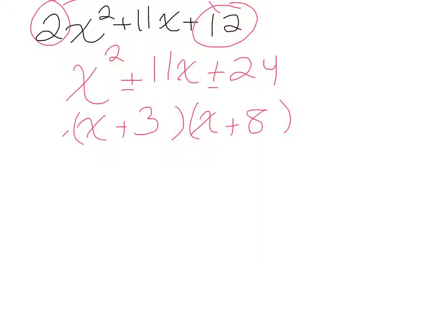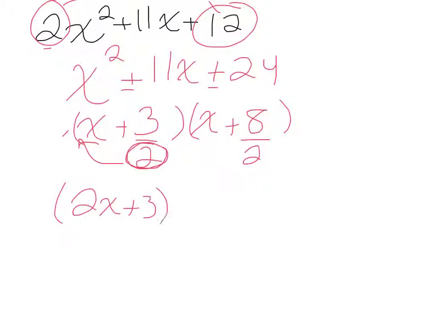And now for the bottoms up, I multiplied by 2, so I'm going to divide both of these by 2. 3 over 2 cannot simplify, so I'm going to bring the bottom up. So I'm going to have 2x plus 3. And 8 over 2 simplifies to 4, so x plus 4.